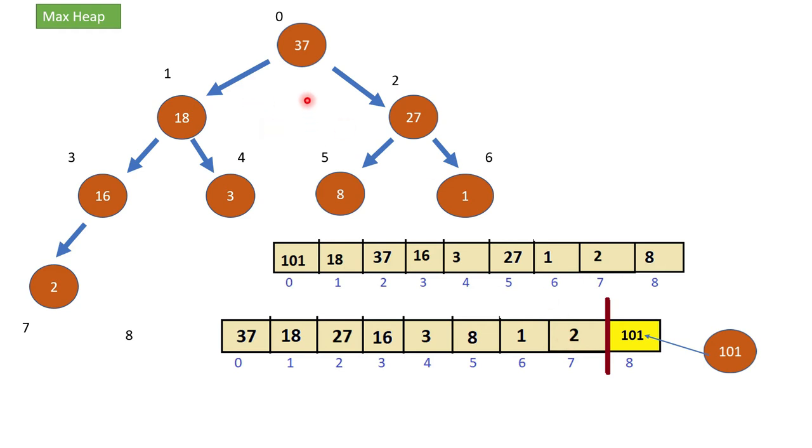Then the root node will become 27 because 27 is the max value, next max value after 37. So that will also be deleted and placed in this position. Then 18 will come and occupy this place, then 16. Then what will happen? In the 0th position, 1 will come at last. Then it will become 1, 2, 3, 8, 16, 27. I missed 18 actually here.